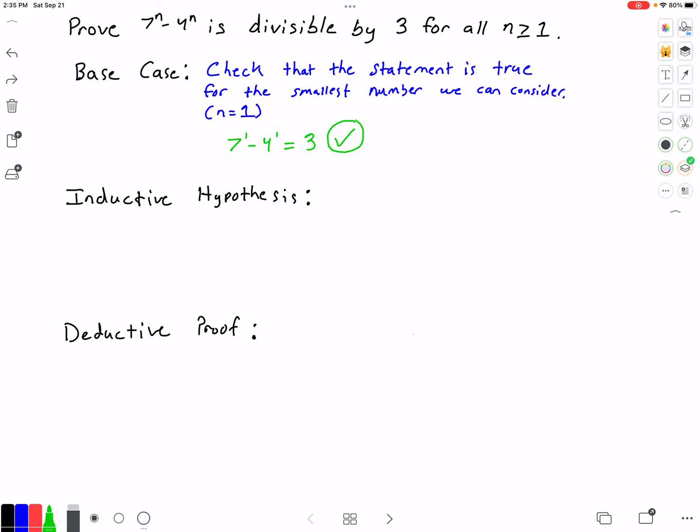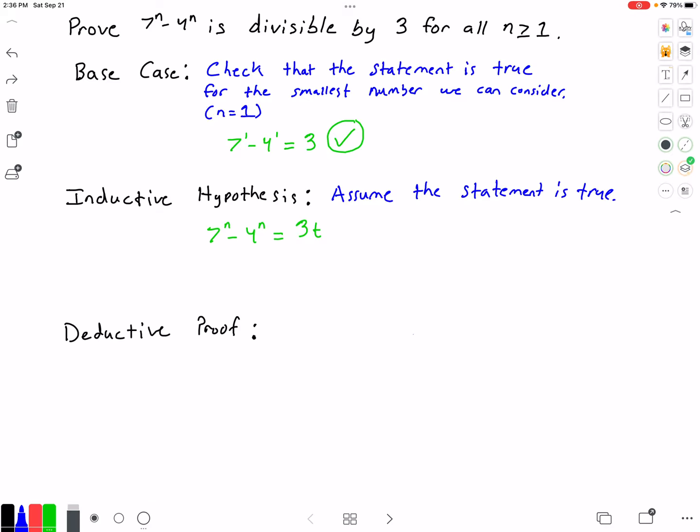All right. Next, we're going to go to our inductive step. So what do we want to do here? So in our inductive hypothesis step, we want to assume the statement is true. Okay, so what do I mean by that, right? Well, we're just going to assume that 7 to the power of n minus 4 to the power of n is equal to some number that's divisible by 3. So it's equal to 3 times t, where t is just going to represent some arbitrary integer value. Okay? So we assume that this is true, and we do this so that we can use this later in our deductive proof step.